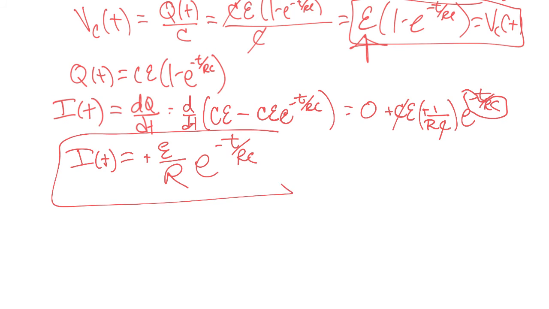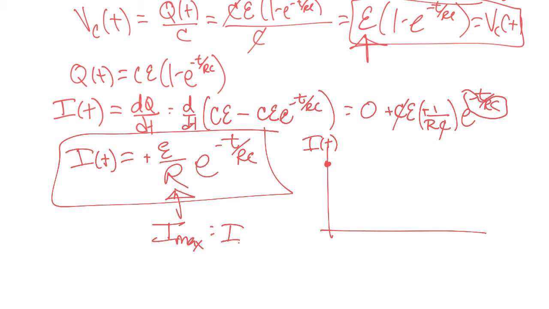So that hopefully should look familiar. This is I of t, and that maximum value is our I max, or sometimes called I naught. And that's EMF over R, and then that is a decaying exponential, but it still has that e to the negative t over RC thing. So in both of these situations, this time constant of RC tells you how fast something is growing or decaying, the time scale over which that happens.